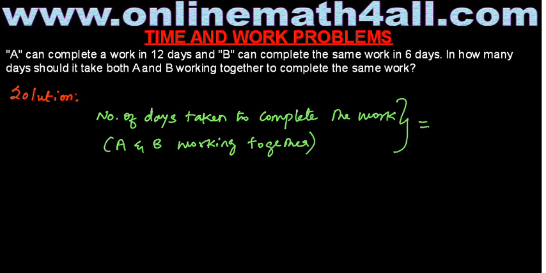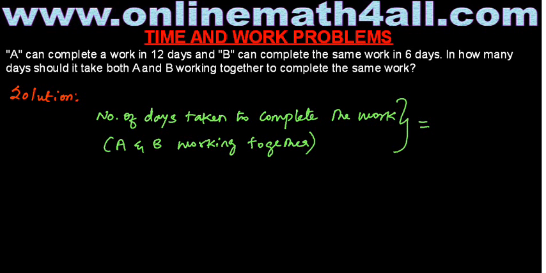So we have two pieces of information in the question. The first person, A, can complete a particular work in 12 days and B can complete the same work in 6 days. That is, they are going to work alone. If A works alone, he is able to complete the work in 12 days. If B works alone, he can complete the same work in 6 days. In case they are going to work together, how many days will it take them to complete the same work? That is the question.